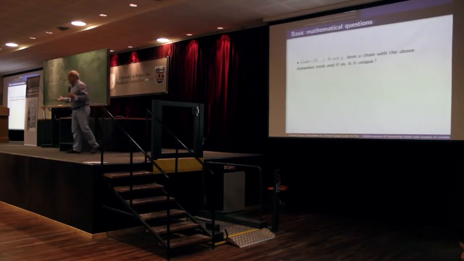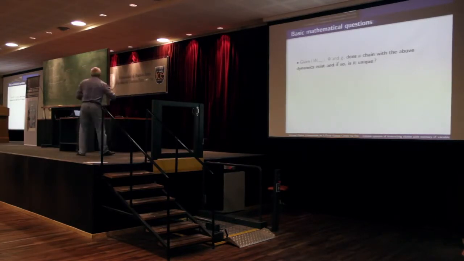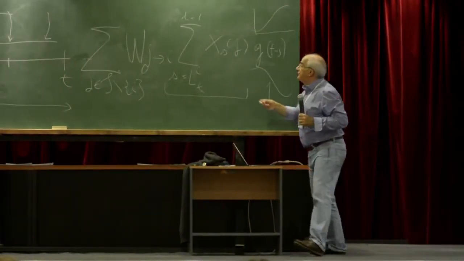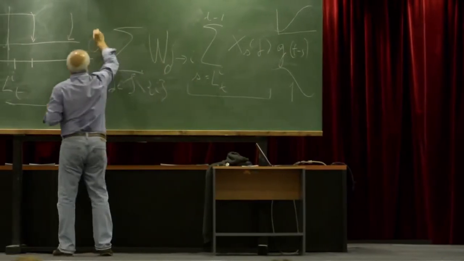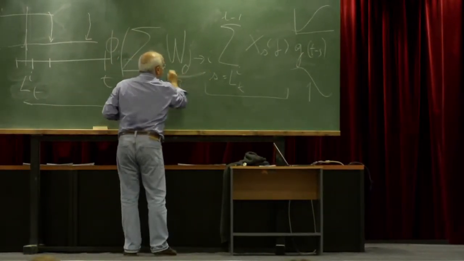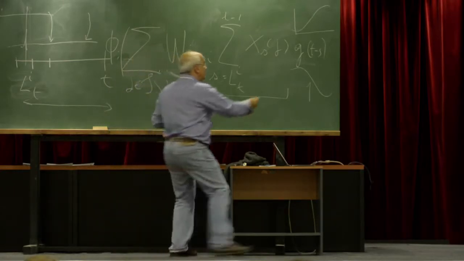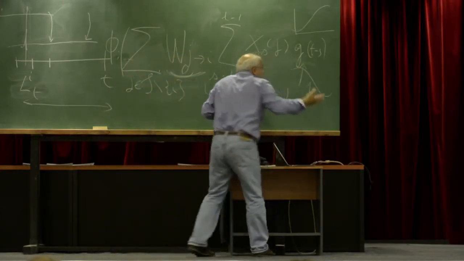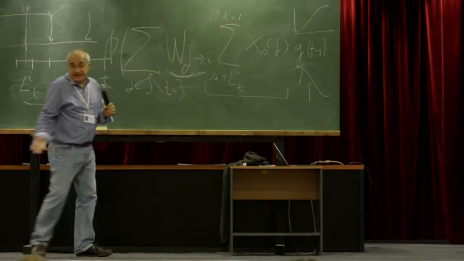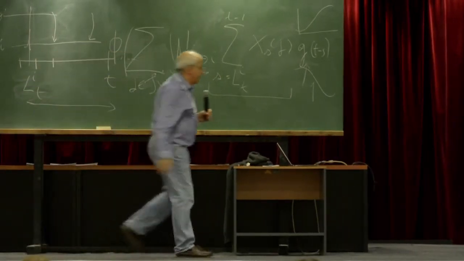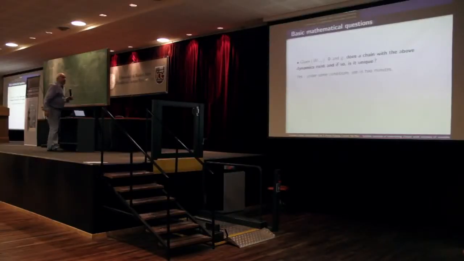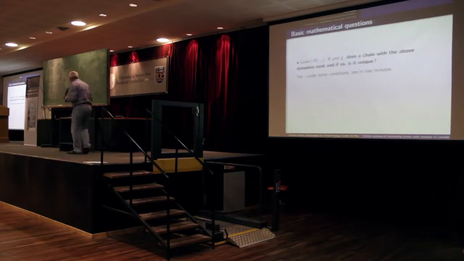Okay, mathematical questions. The function phi is an increasing function, something like this. So given phi of I, given the synaptic weights, given the leak effect, does a chain with the above dynamics exist? Is it unique? And the answer, that's the content of our paper, is yes. You have one, I will explain it to you.